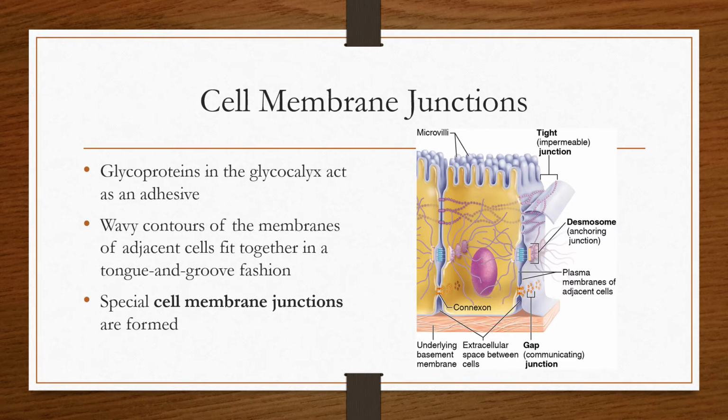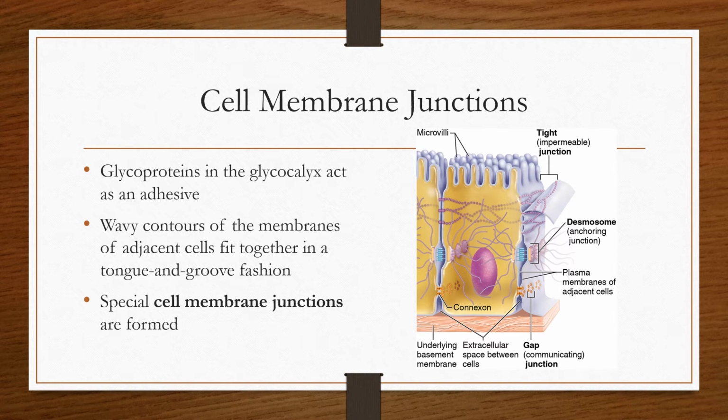Cell membrane junctions. So let's talk more about the glycoproteins. So the glycocalyx is what I was talking about on the outside, those sugar chains that make it nice and sticky and adhesive. The wavy contours of the membranes of adjacent cells fit together in a tongue and groove fashion, and then special cell membrane junctions are formed. While certain cell types are free-floating or quote-unquote footloose in the body, some cell types are bound together, like epithelial cells, which we'll talk about later in the chapter, and they can be bound together in 3 ways.